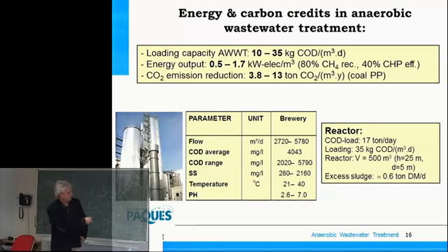Now, from this flow and the concentration, you can calculate the required reactor volume. With the flow that we have here, 5,000 to 6,000 cubic meter per day, times the concentration gives you a load of COD of 17,000 kilograms per day. Then a loading capacity of 35 kilograms COD per cubic meter reactor volume per day gives you a volume of about 500 cubic meters. This means a very small reactor treating this amount of waste. Now, if you would implement aerobic technology with this wastewater, you need at least a volume which is 10 times larger.